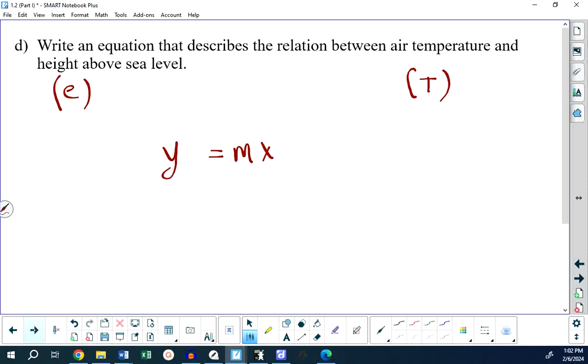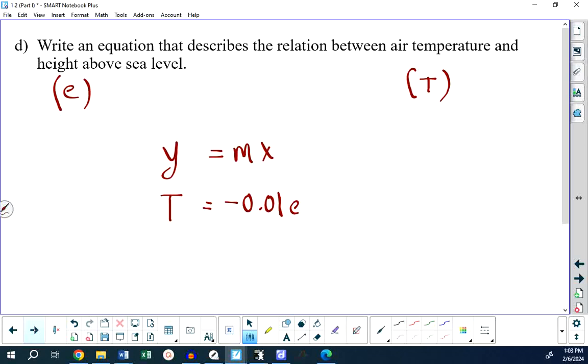In this question, there's no y. Nowhere does it say y. What is the variable that's on the y-axis? Look at your graph. Temperature, right? So that means temperature equals, what's the slope? Negative 0.01. I'm not going to put the units in there. That's the slope. And what's x? The elevation. That's it. That's all you have to do. Y equals slope times x.